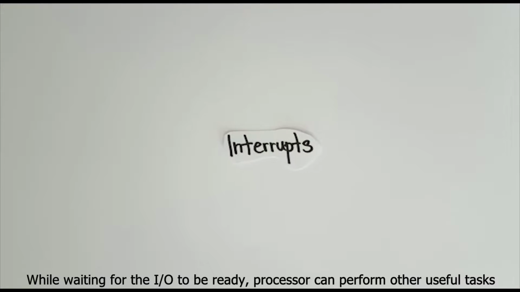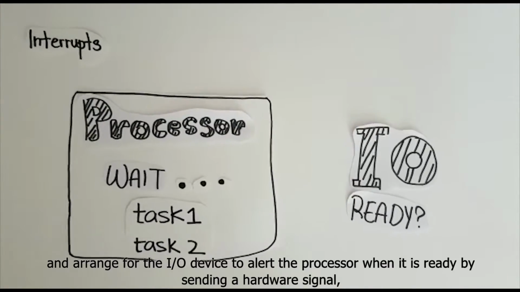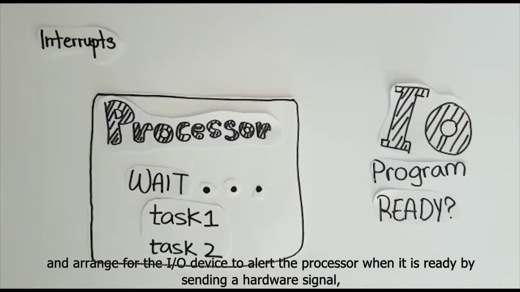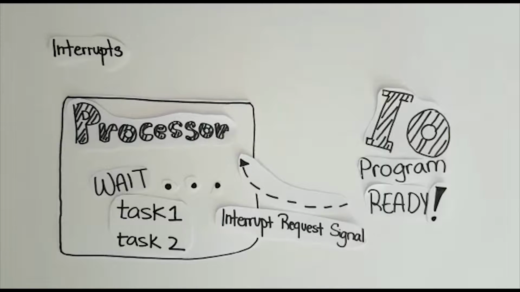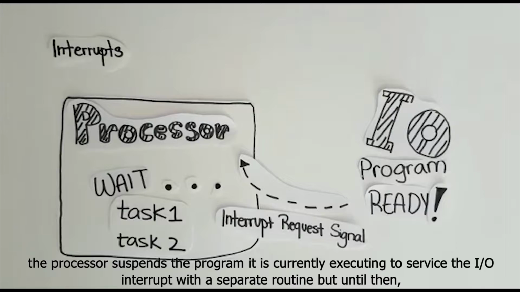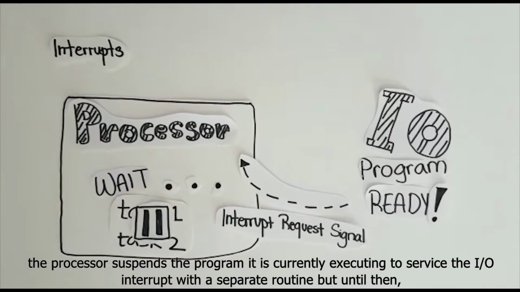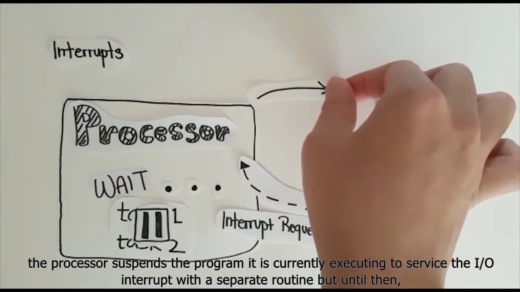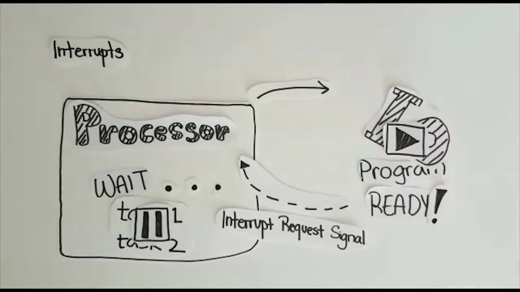While waiting for the I/O to be ready, the processor can perform other useful tasks and arrange for the I/O device to alert the processor when it is ready by sending a hardware signal known as the interrupt request signal to the processor. When an I/O device sends this signal, the processor suspends the program it is currently executing to service the I/O interrupt with a separate routine. But until then, the processor performs useful tasks.